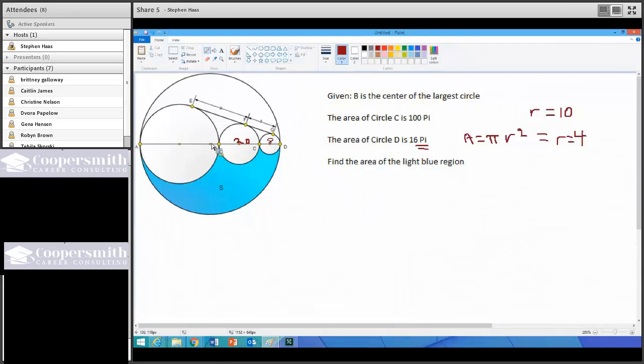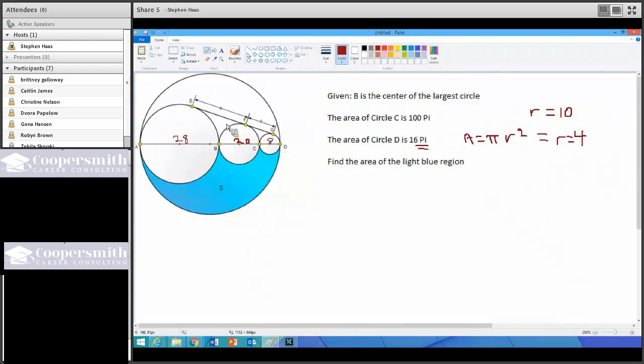Also 28. How do you know that? Because I knew that B is the center of the circle, the largest circle, and if B is the center of the circle, then all radii are the same. BD is a radius, and therefore BA is also a radius, and the whole thing is 28. Okay, great. So now, what information does that give us?